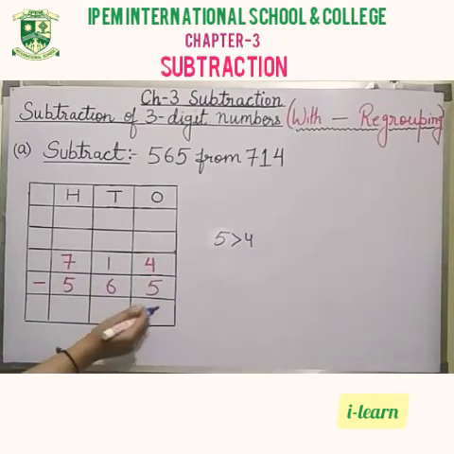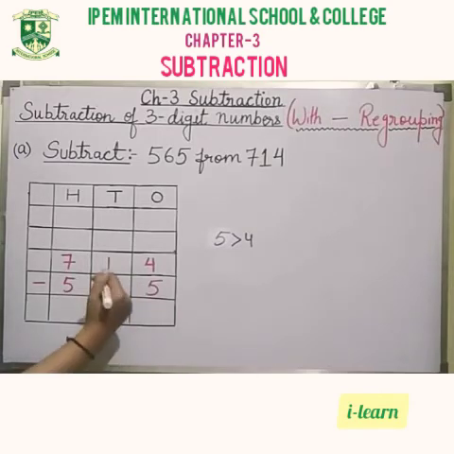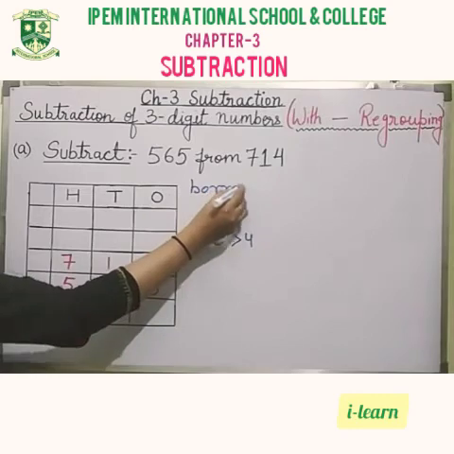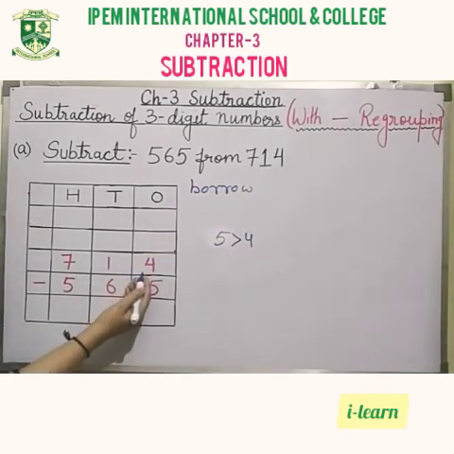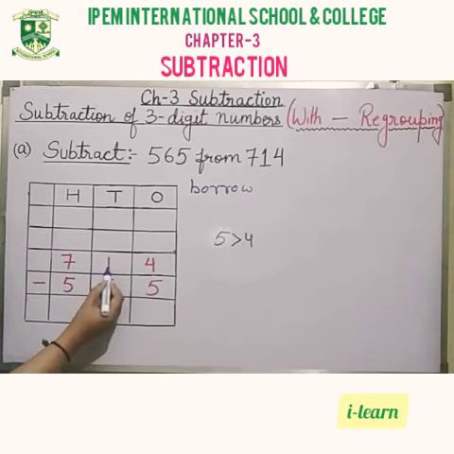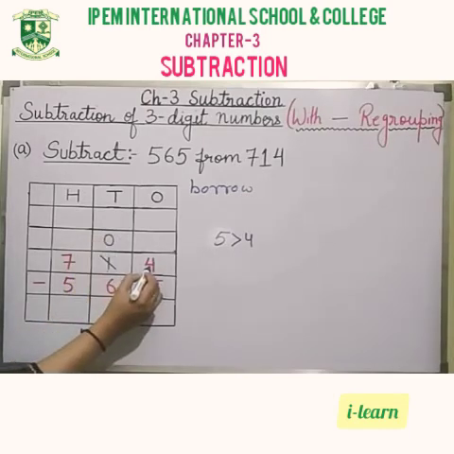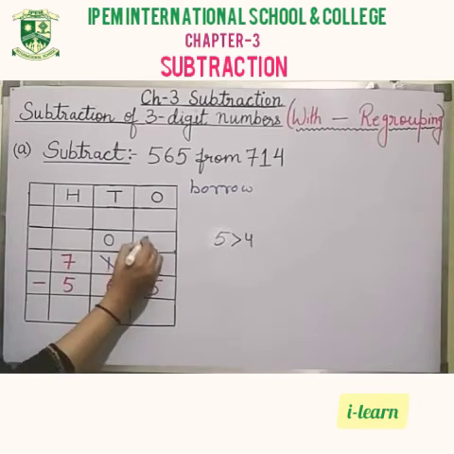So for that, what we will do? We will borrow a number. And from where we will borrow? We will borrow from the previous place value, that is from tens place. That is from 1. This is 1. When we will borrow one number from 1, this 1 will become 0. And this 4 will become what? This will not become 5. This will become 14.